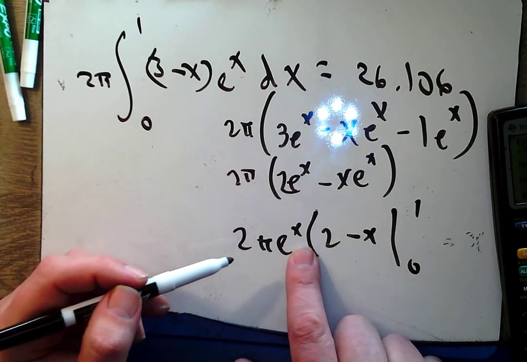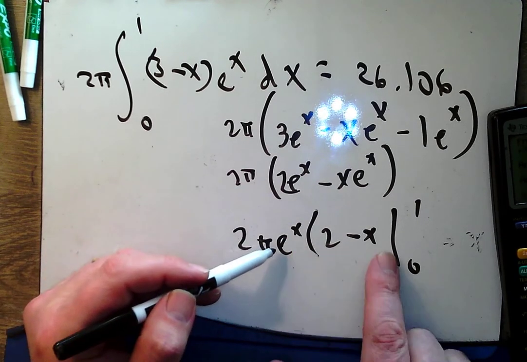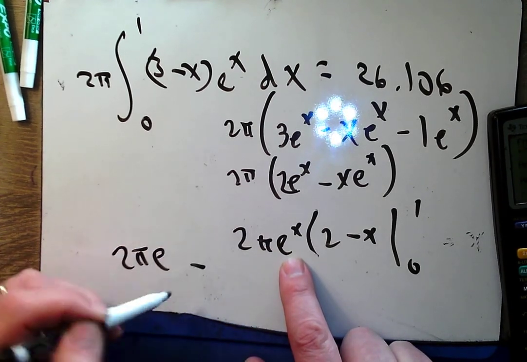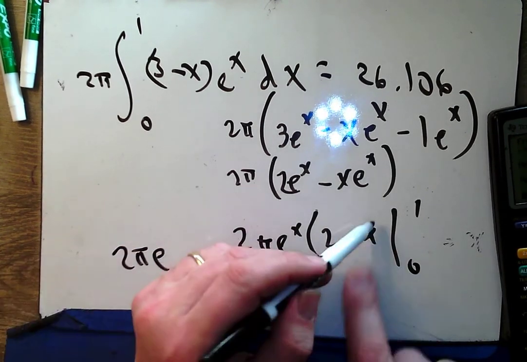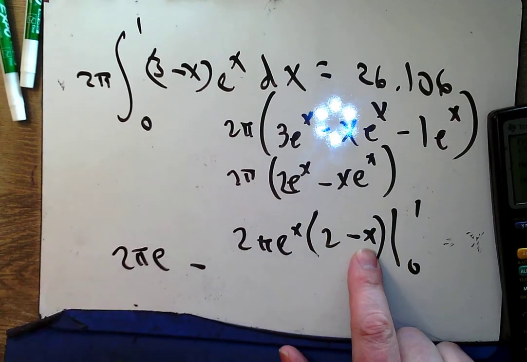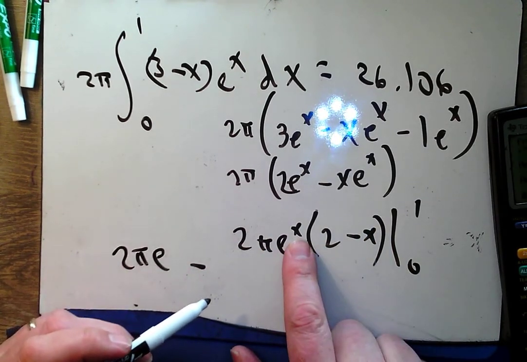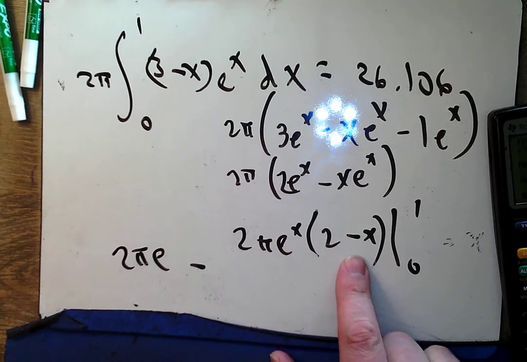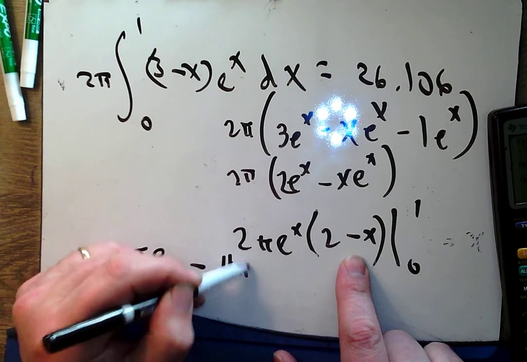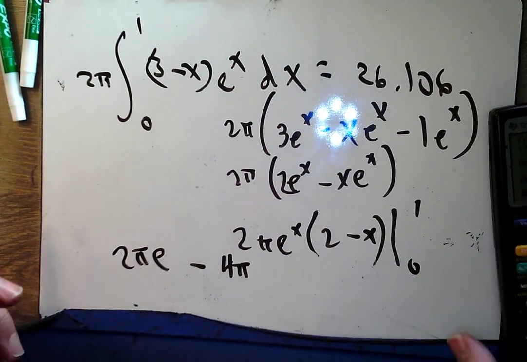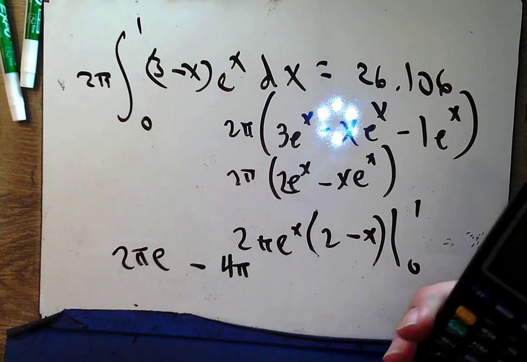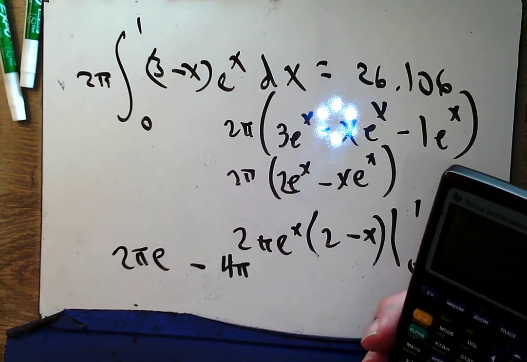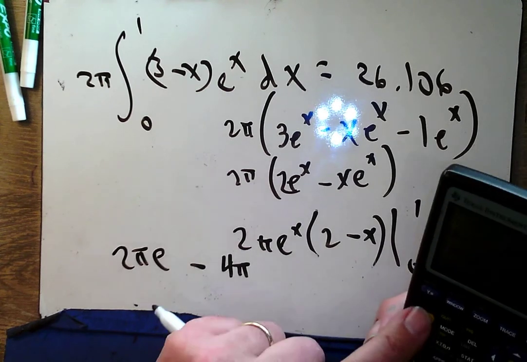Okay, if I plug in a 1, I get e, 2 minus 1 is 1, 1 times e, so 2 pi e minus, I plug in a 0. 2 minus 0 is 2, I plug in a 0, I get e to the 0 is 1, 2 pi times 2 is 4 pi. So 2 pi e minus 4 pi.